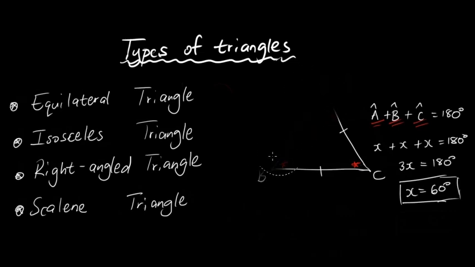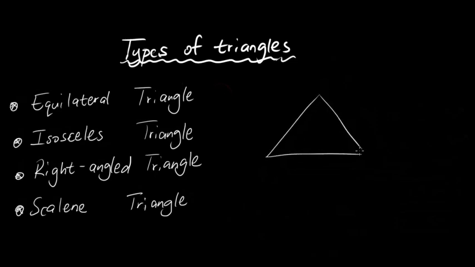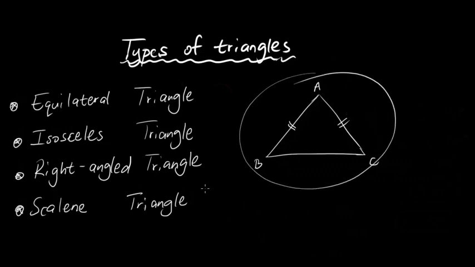Moving on to the isosceles triangle. An isosceles triangle is a triangle with two equal sides and two equal angles. For example, let's consider again triangle ABC with AB and AC being equal. Now, if that's the case, then this triangle is an isosceles triangle. Remember, an isosceles triangle is a triangle with two equal sides. So we have AB equals AC in this triangle.